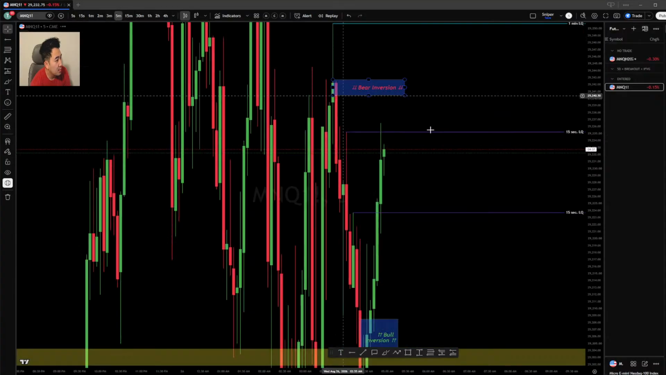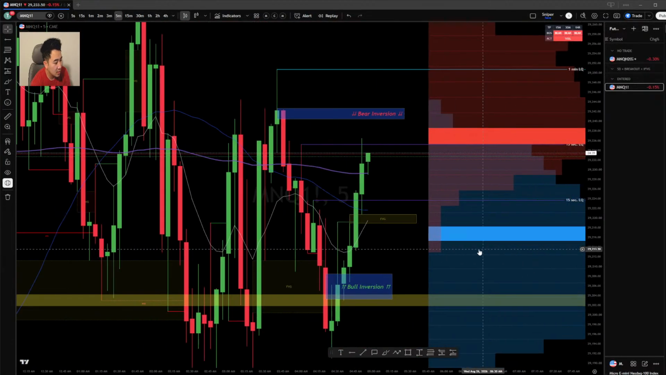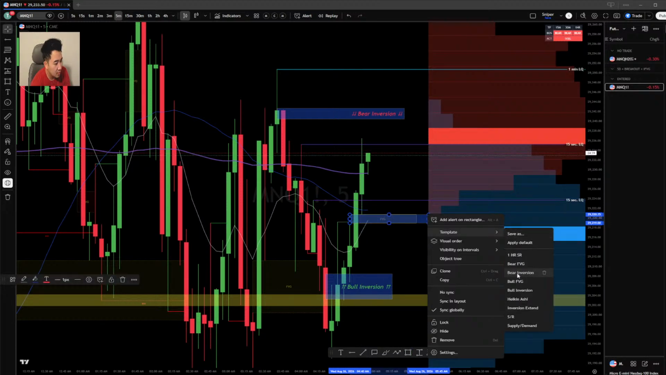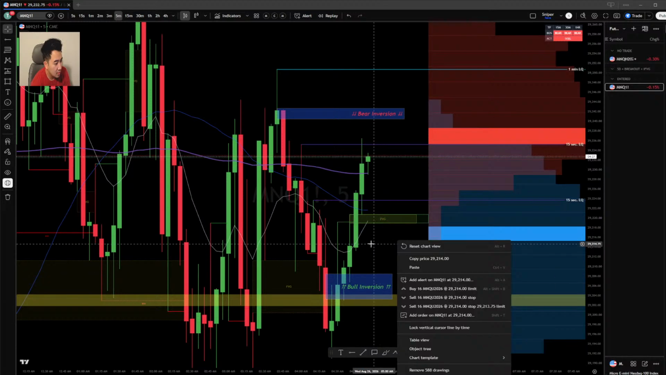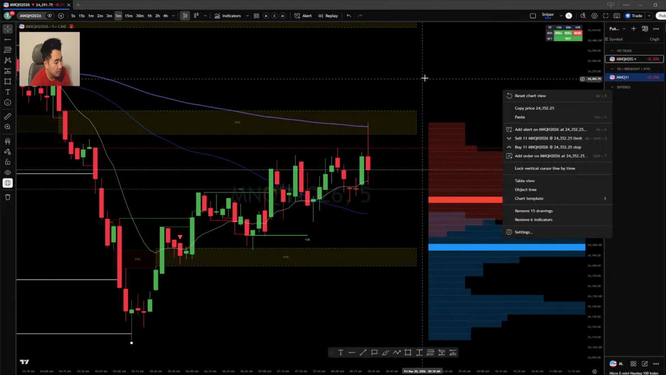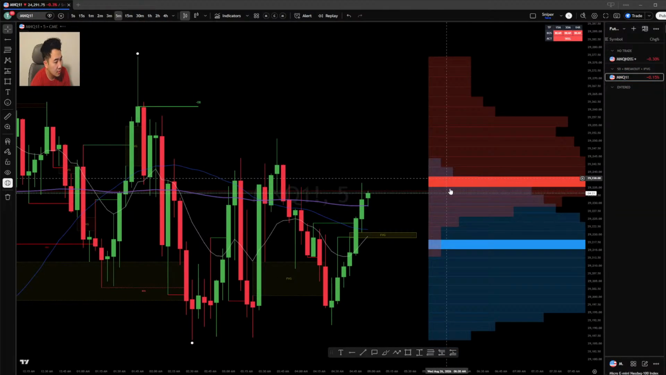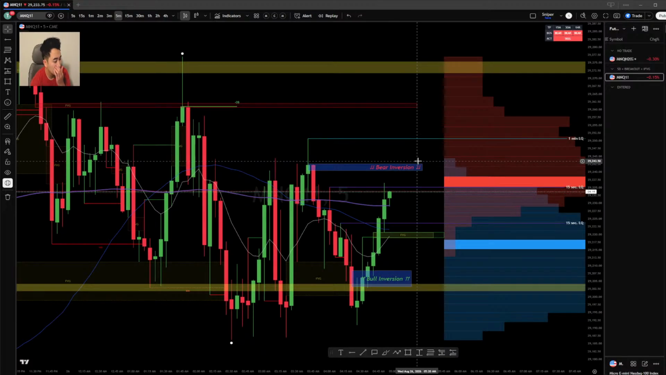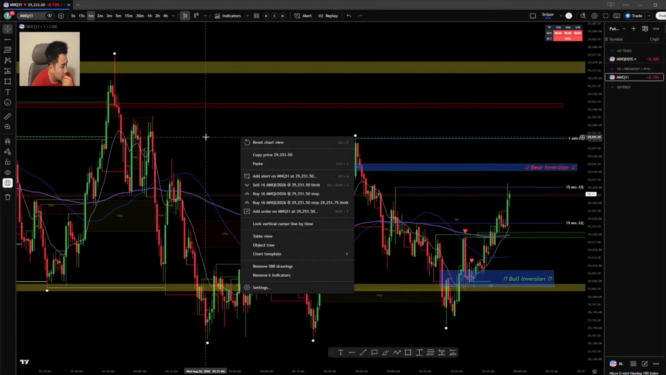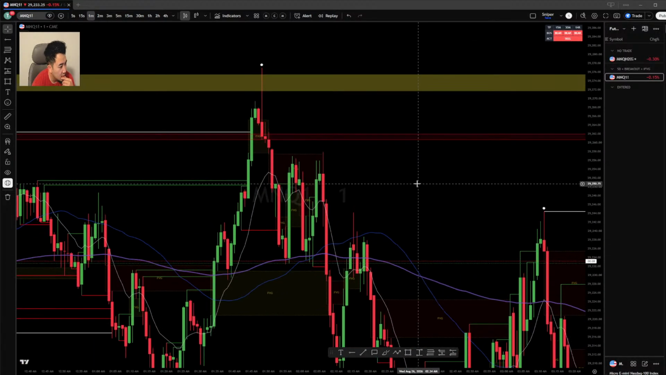All right, 5 minute gap just formed completely, and we're gonna mark this up here. Bullish gap. All right, let's go back on the 1 minute time frame. Don't see any other.